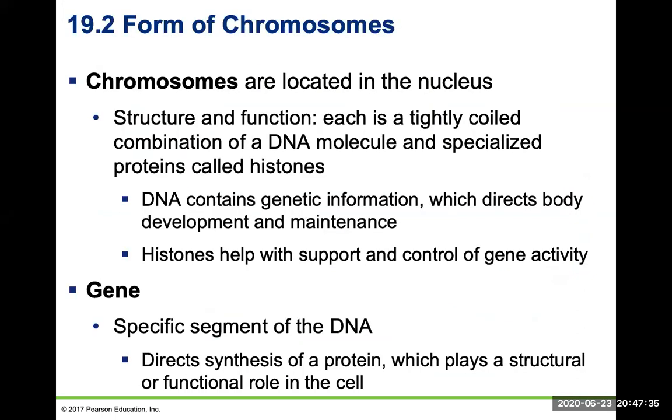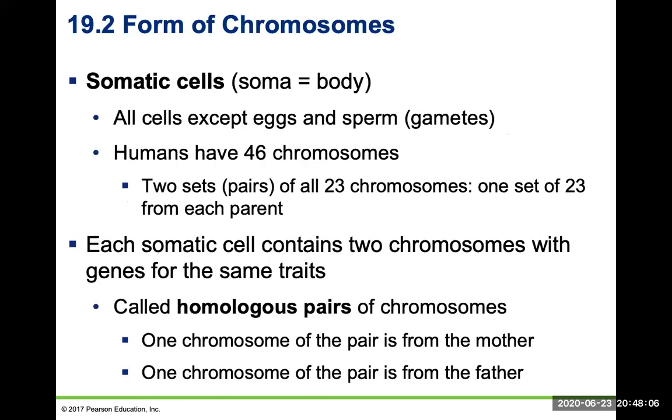Chromosomes are located in the nucleus. Each is a tightly coiled combination of DNA and specialized proteins called histones. The DNA contains genetic information which directs body development and maintenance, and the histones just help with support and control of gene activity. A gene itself is a specific sequence or segment of DNA, and this will direct synthesis of a particular protein, which will play a structural or a functional role in the cell.